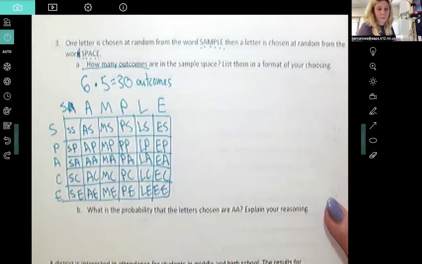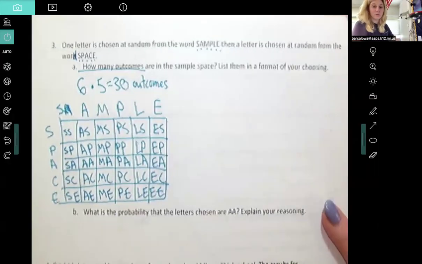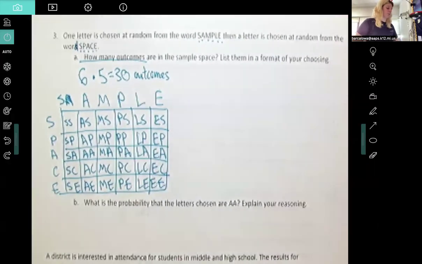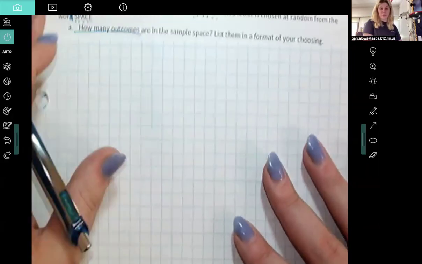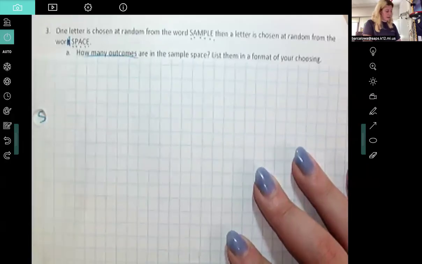All right. So that is a table. That's one of our possible formats. Okay, another format could be a tree. I'm actually going to grab scrap paper so I don't get this too messy. Okay, we could also use a tree diagram. So sample and space.